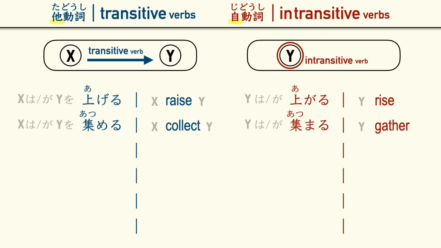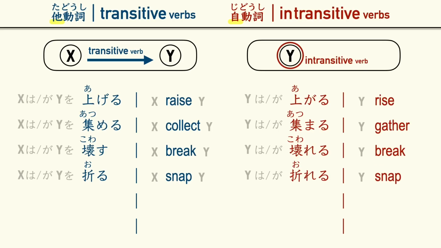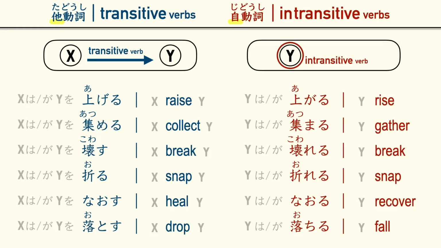Y が集まる. Y gathers. Y を壊す. Break Y. Y が壊れる. Y breaks. Y を折る. Snap Y. Y が折れる. Y snaps. Y を直す. Heal Y. Fix Y. Y が治る. Y recovers. Y を落とす. Drop Y. Y が落ちる. Y falls. And so on.